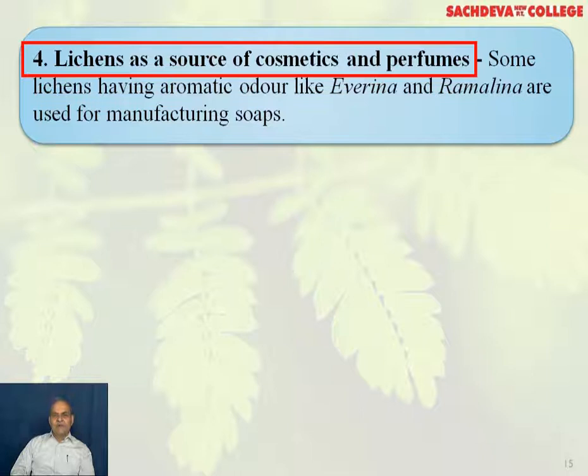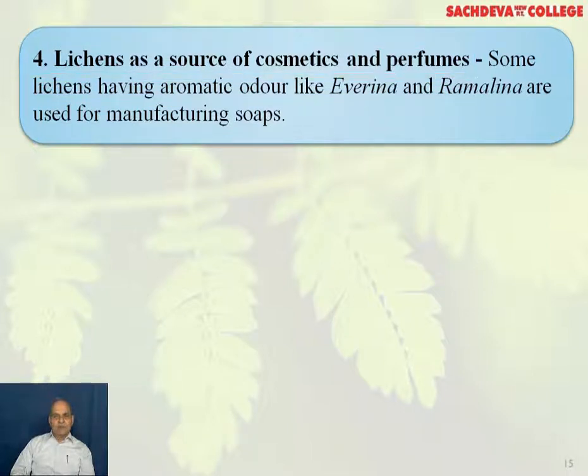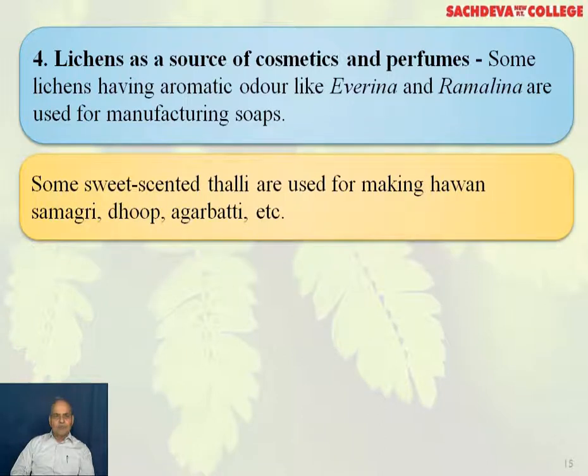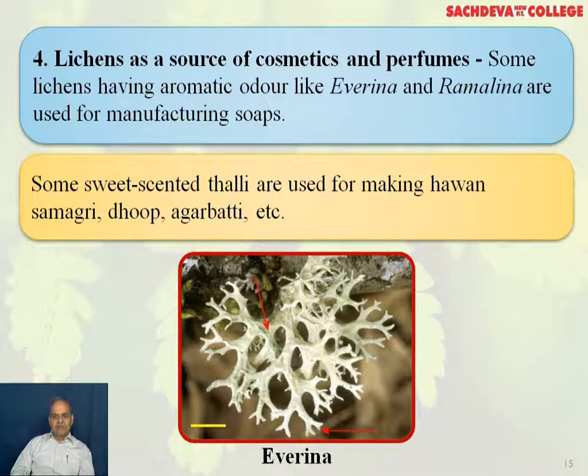Lichens as a source of cosmetics and perfumes. Some lichens having aromatic odor like Evernia and Ramalina are used for manufacturing soaps. Some sweet-scented thalli are used for making havan samagri, dhoop, agarbatti, etc. This is Evernia.